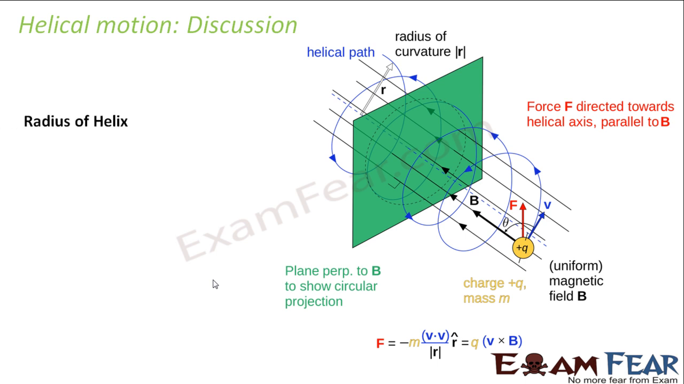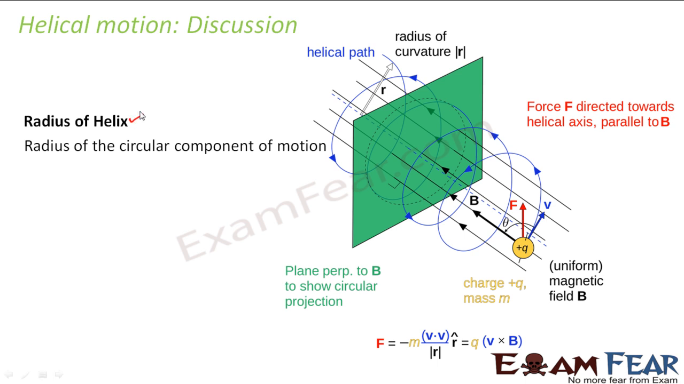The first one is the radius of the helix. So what is the radius of the helix? It is nothing but the radius of the circular path which it traverses. So it is the radius of the circular component of motion. You understood, right? How did we get that helix? The helix is nothing but a combination of the circular motion plus the linear motion. So the radius of that circular motion is the radius of the helix.